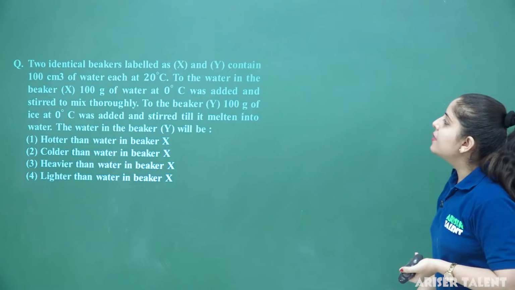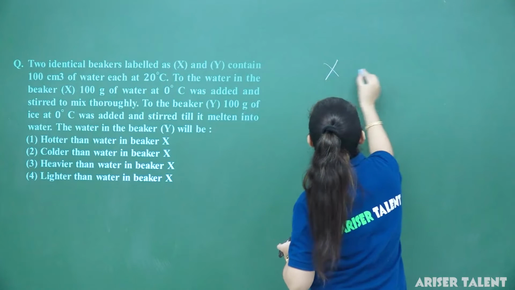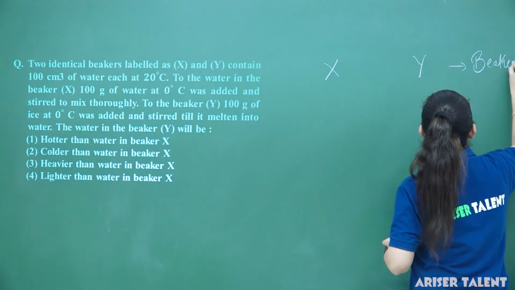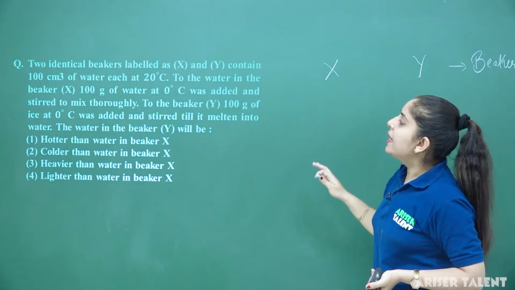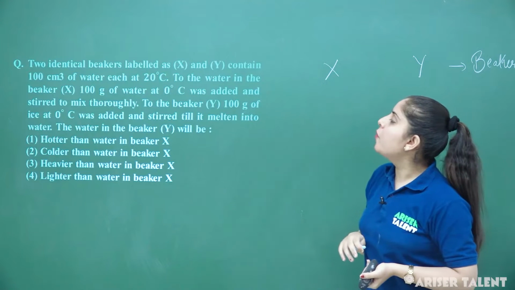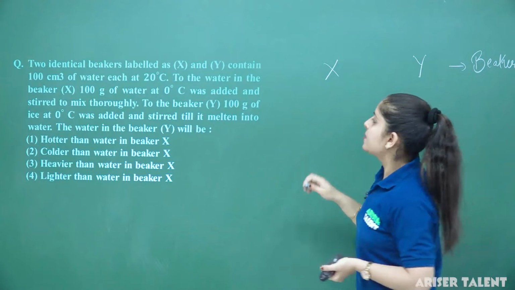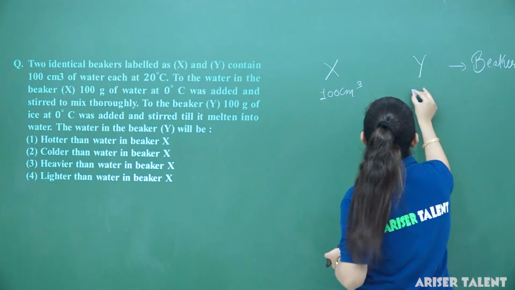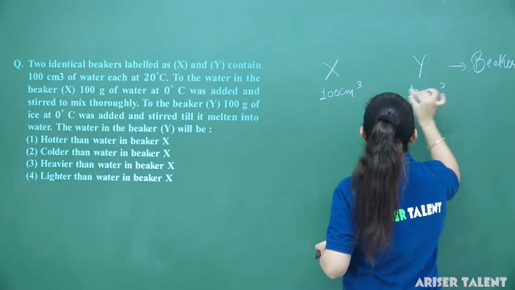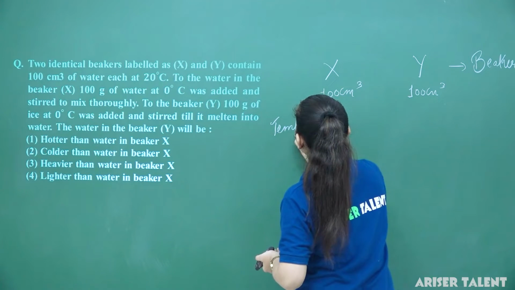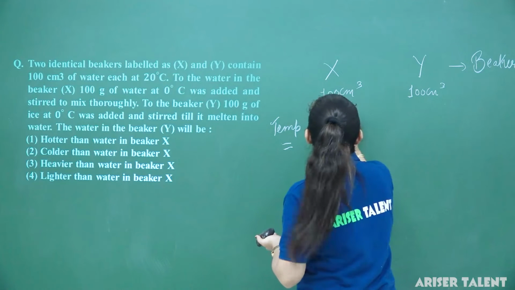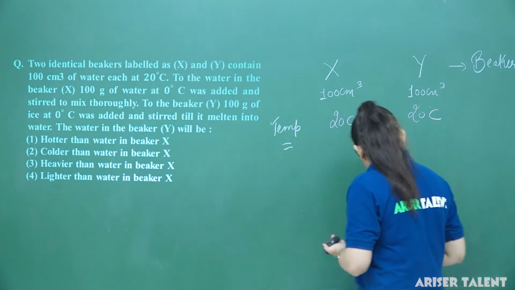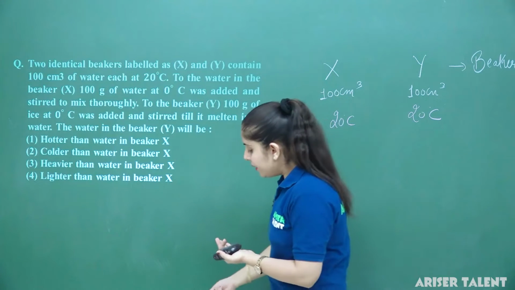Two identical beakers X and Y. There are two beakers X and Y. These are the names of beakers we have. Contain 100 centimeter cube of water each at 20 degrees Celsius. This is having 100 centimeter cube water. This is again having 100 centimeter cube water, and both are present at a temperature of 20 degrees Celsius.